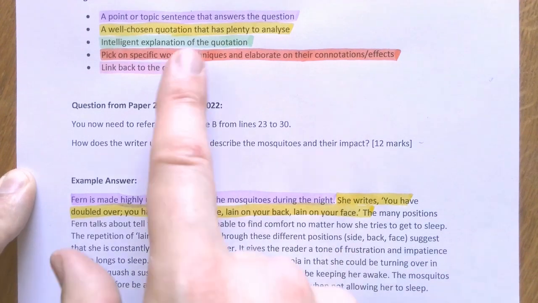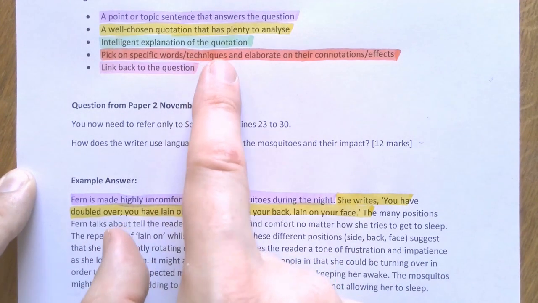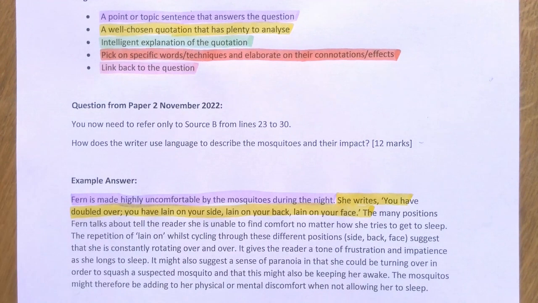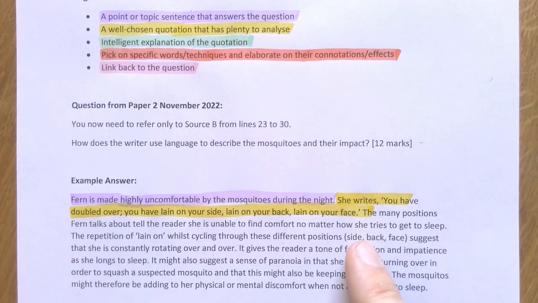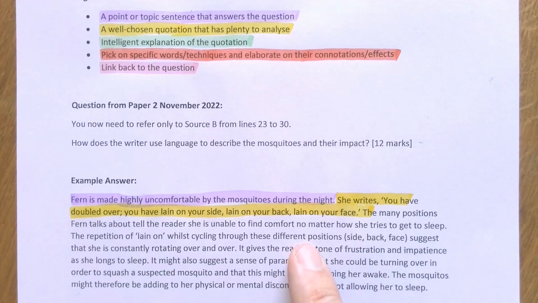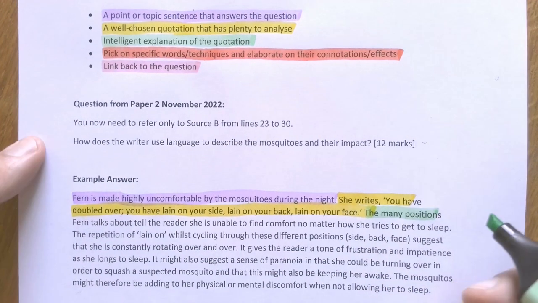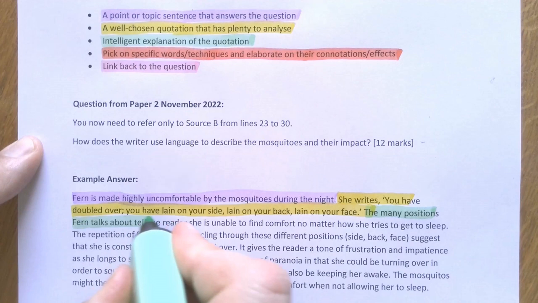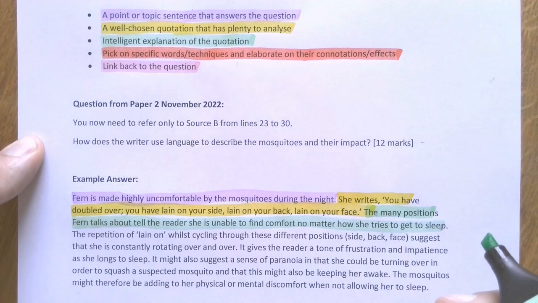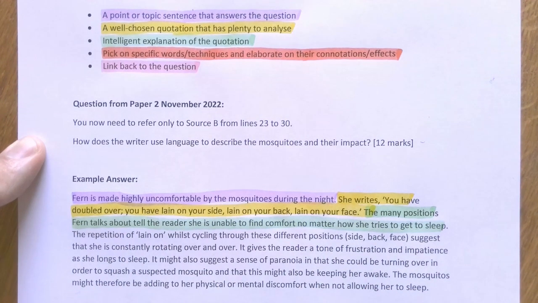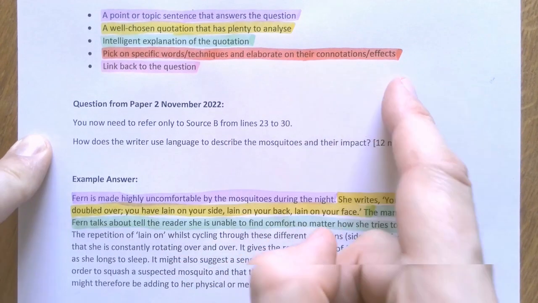I'm now looking for then intelligent explanation of the quotation. So sometimes you might be tempted to go straight into picking on words, and you can do that. I like to do it a little bit more general to start off with before starting picking on words and their techniques. So I say, the many positions Fern talks about tell the reader she is unable to find comfort no matter how she tries to get to sleep. So generally speaking, that is my analysis, but I'm not going to stop there because I'm better than that, and we want to have more specific analysis of that quotation, and we'll get that afterwards when we're picking on words and techniques and their connotations and their effects.